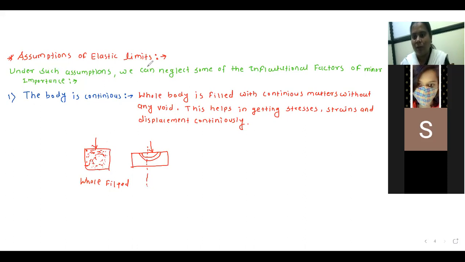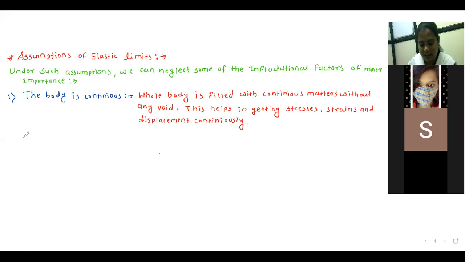This is our assumption 1. Okay. Now please write down second assumption. Assumption second. The body is perfectly elastic.